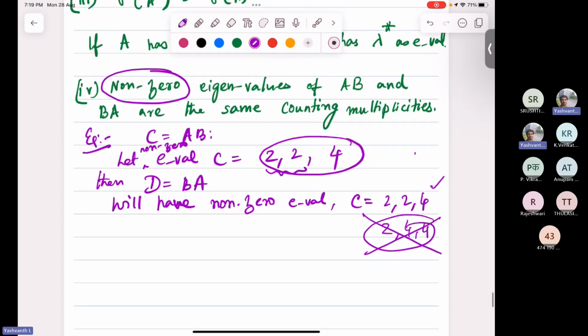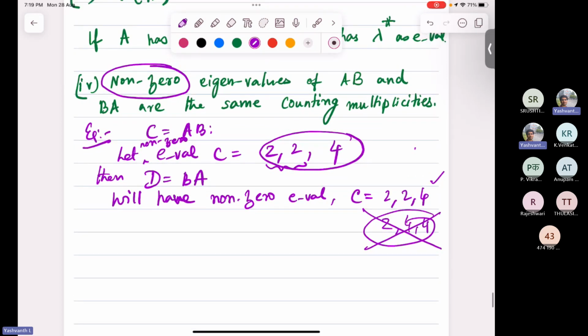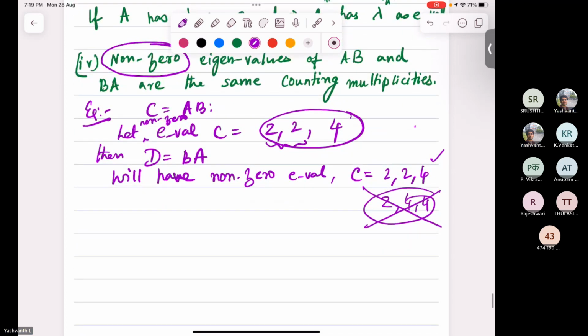Maybe I will give two more properties. Then we will take a break, and then based on this fact I will give a good question.